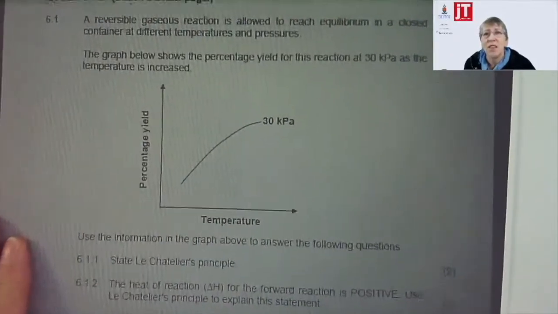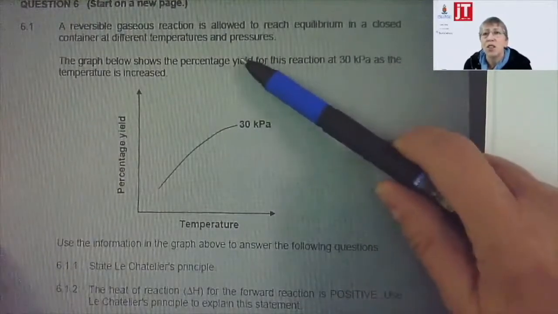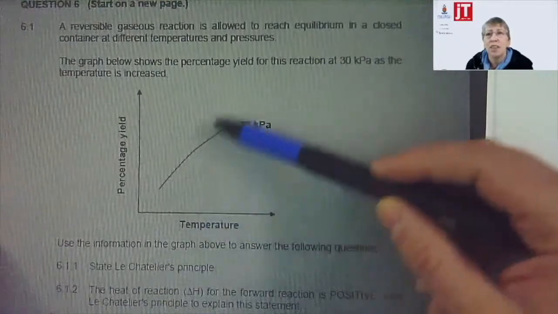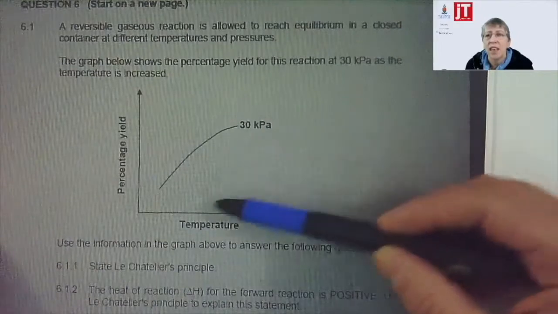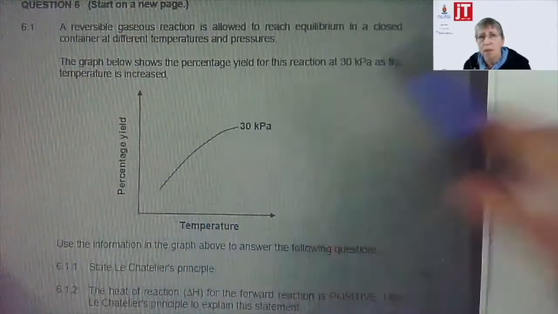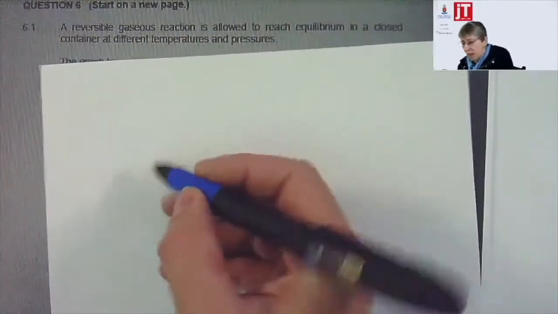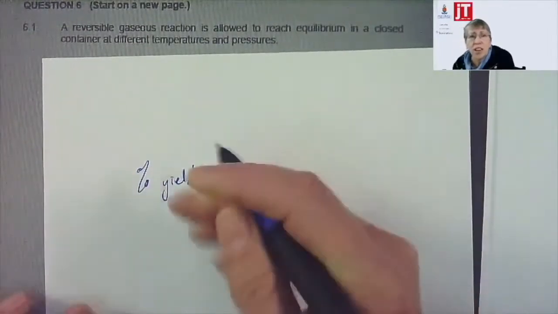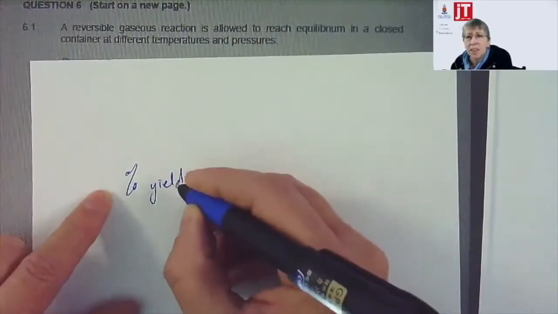They tell you that a reversible gaseous reaction is allowed to reach equilibrium in a closed container at different temperatures and pressures. And the graph below shows the percentage yield for this reaction at 30 kilopascals as the temperature increased. Right. Now, first of all, let's talk about percentage yield. This is something that you've done in your mole calculations, and when we get to mole calculations in our fourth cycle, we will look at that, but today we need that. So what is percentage yield?